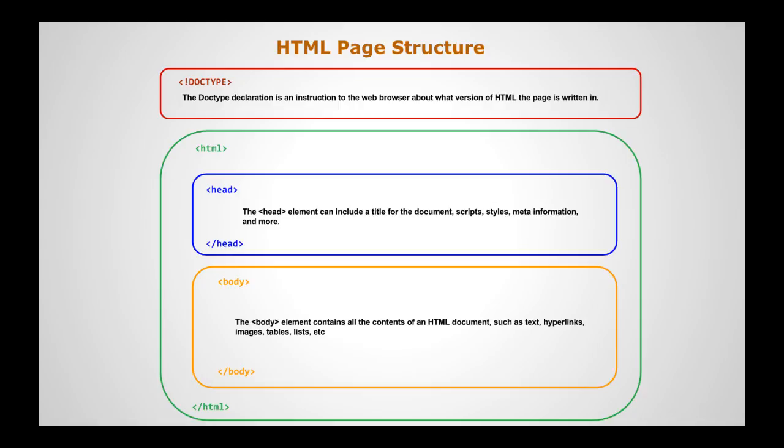This part over here, which is the doctype declaration, is an instruction to the web browser about which version of the HTML the page is written in. The doctype declaration must be at the very top of the page. It must be the first thing in the HTML document. It comes before the HTML tag, as you can see in this slide.